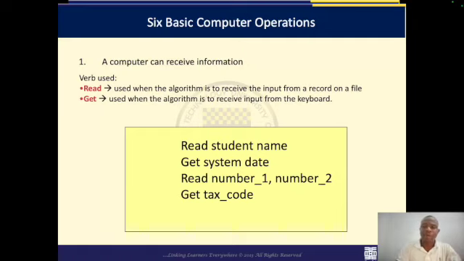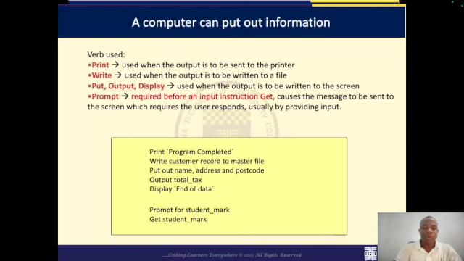But how do you tell your computer to give information out to the user? When you want to give information out to the user, you can either do this by just sending it to the printer. If you want to send it to the printer, then use the keyword print. But if you want to send it to a file, maybe an Excel sheet, a CSV, or a Word document, then you use the keyword write. You can use put, output, or display if you want to show it on the monitor for the user to see.